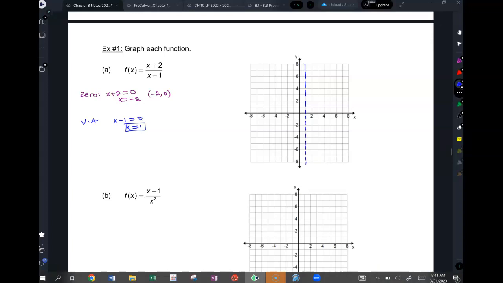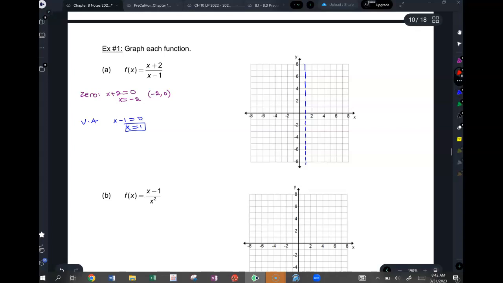The biggest mistake students make is they confuse the vertical line with the horizontal line. So remember, if it says x equals 1, it crosses the x-axis at 1, right? When we say x equals 1, that means forever and ever and ever, x is always 1, okay?